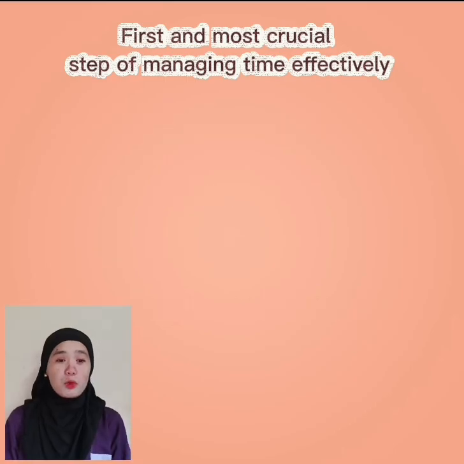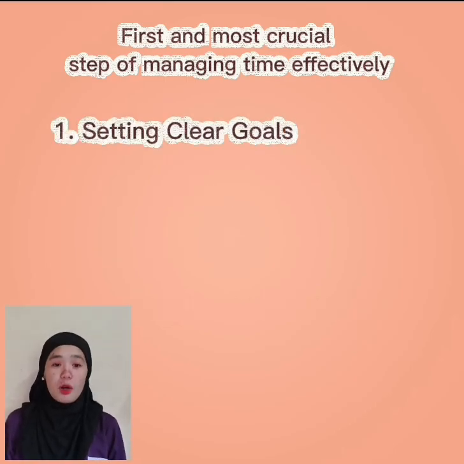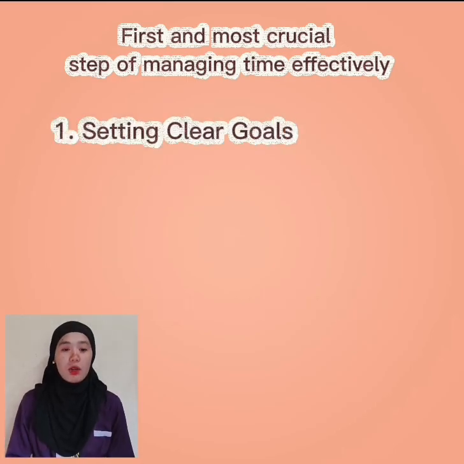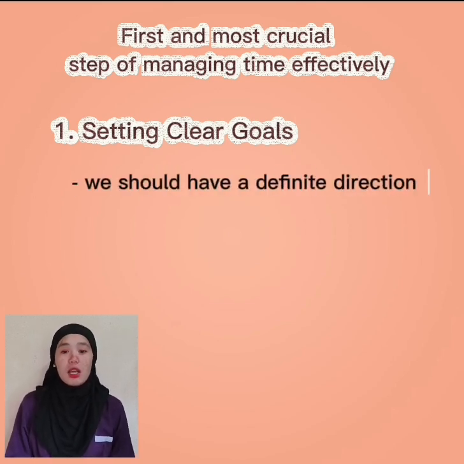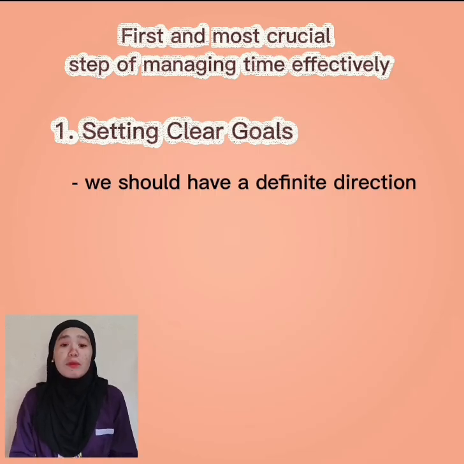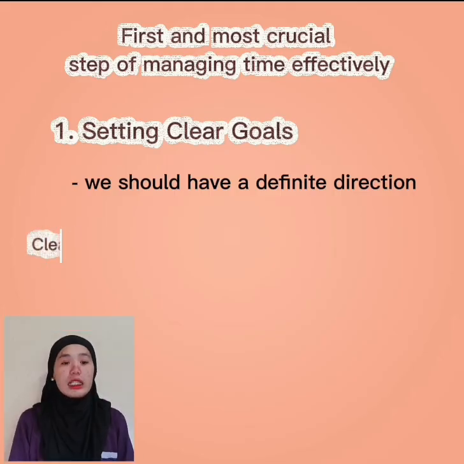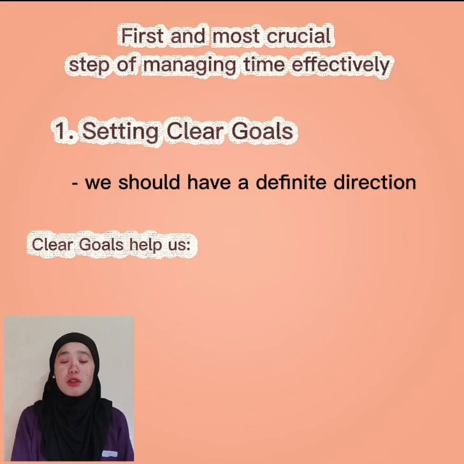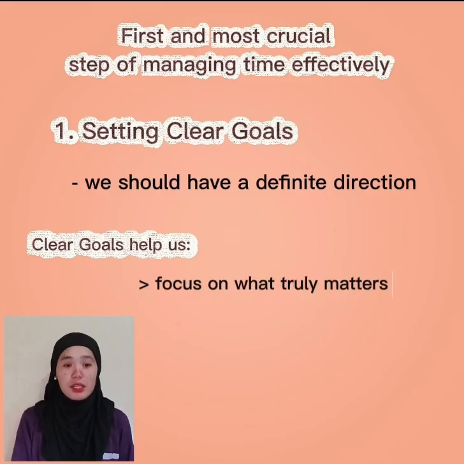The first one, we have setting clear goals. When we say set clear goals, it means we should have a definite direction. Imagine you're traveling and you don't know your destination. So you keep going in circles. It is the same with our tasks. Clear goals help us focus on what truly matters.